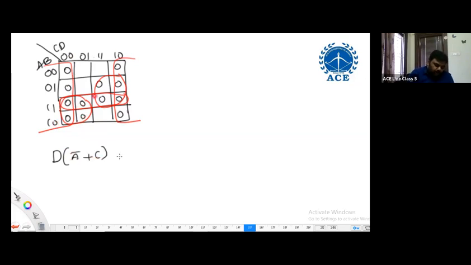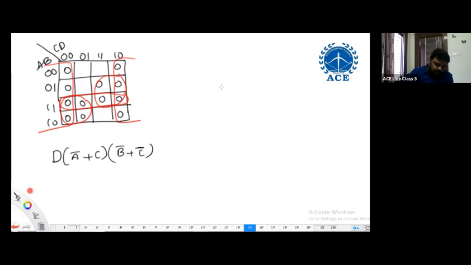Now also this quad, what is it here? In which A changing, B equals to 1, C, D changing, C equals to 1, means in this B equals to 1, C equals to 1, B bar plus C bar.